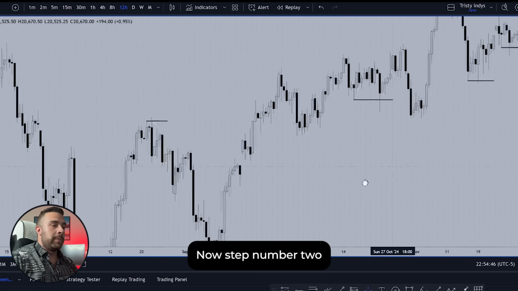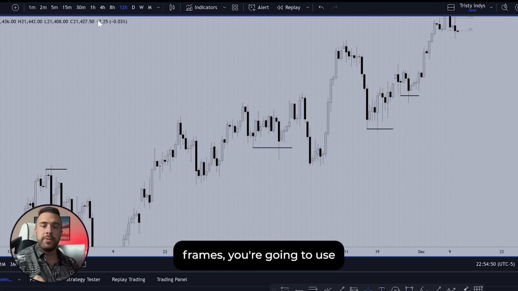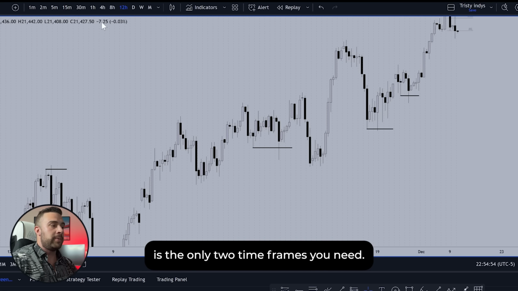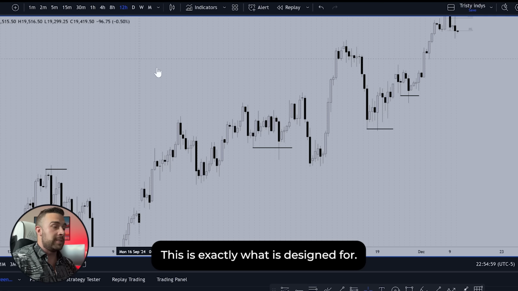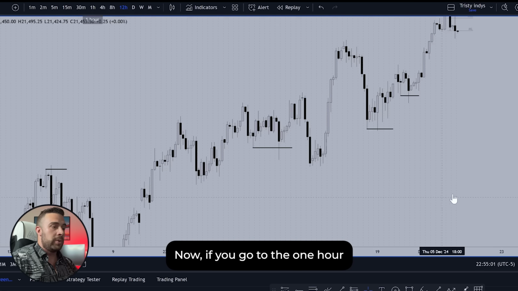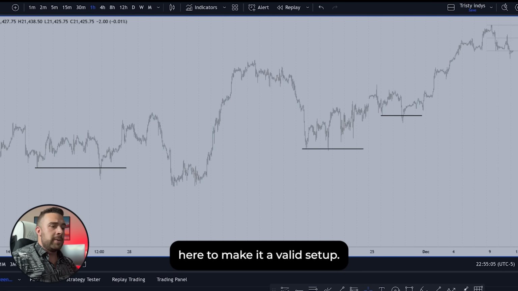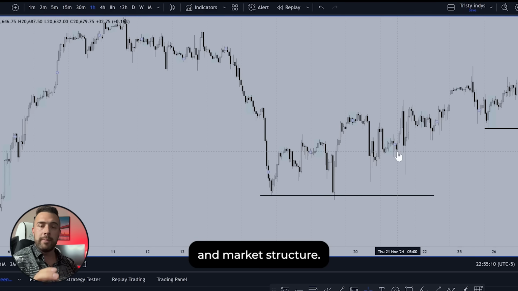Now, step number 2 is to go to the 1-hour time frame. The 2 time frames you're going to use are the 12-hour time frame and the 1-hour time frame. These are the only 2 time frames you need. This is designed for people who have 9-to-5 jobs. On the 1-hour time frame, to make it a valid setup, you need to see a break in market structure.